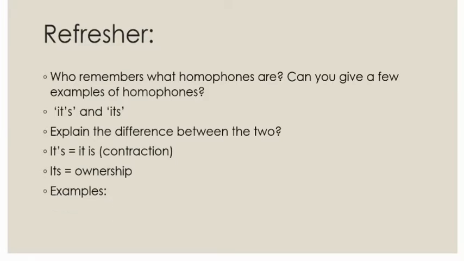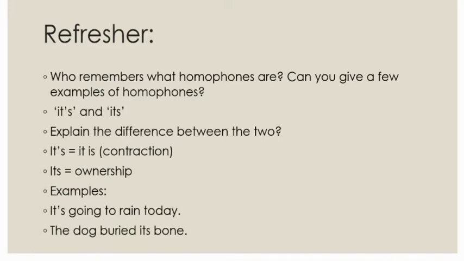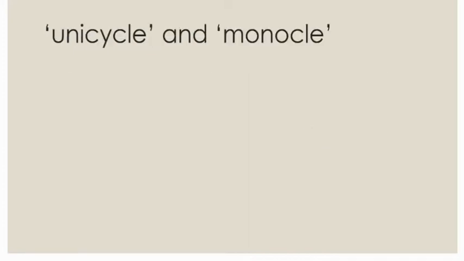We have a couple of examples for you. It's going to rain today. Notice we used it's with an apostrophe. It means it is going to rain today. And the dog buried its bone. Here its does not have an apostrophe and it shows that the dog owns the bone.